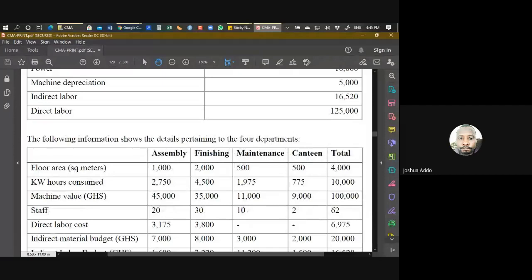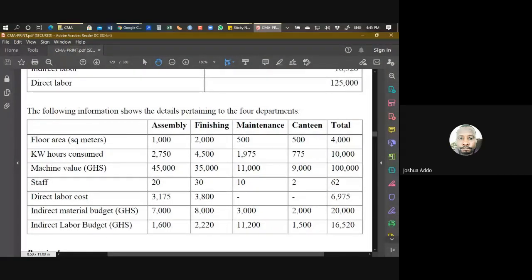The following information shows the details pertaining to the 4 departments. Floor area in square meters occupied by each of the departments, both production and service: assembly 1,000, finishing 2,000, maintenance 500, canteen 500, giving us a total floor area of 4,000 square meters. Kilowatt hours consumed: 2,750, 4,500, 1,975, 775, respectively for assembly, finishing, maintenance, canteen, a total of 10,000. Machine value: 45,000, 35,000, 11,000, 9,000, respectively. Staff: 20, 30, 10, 2, respectively.